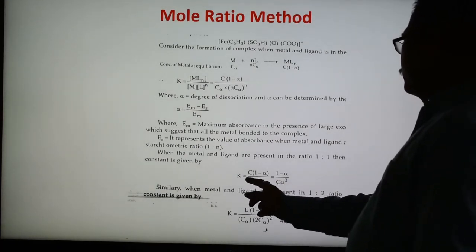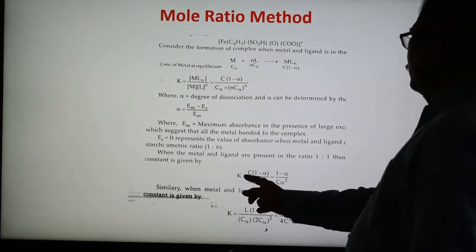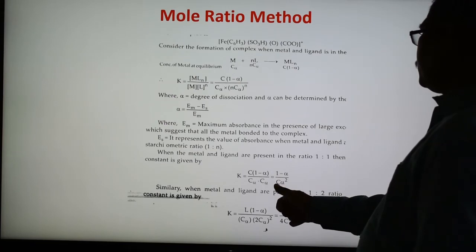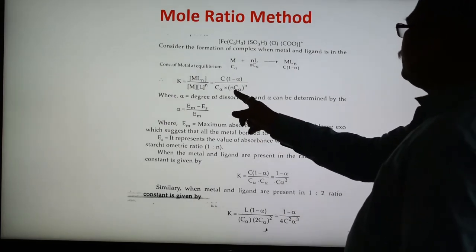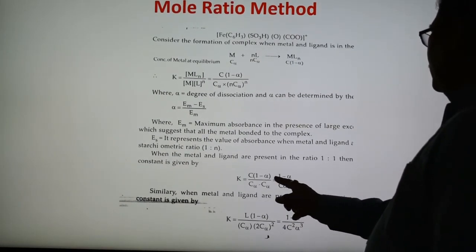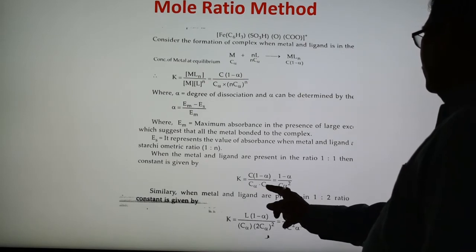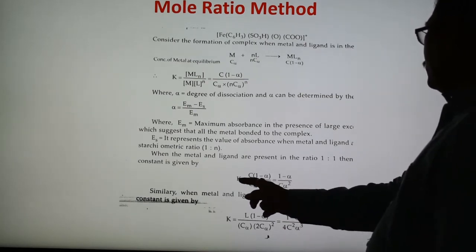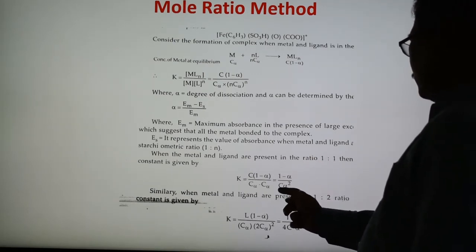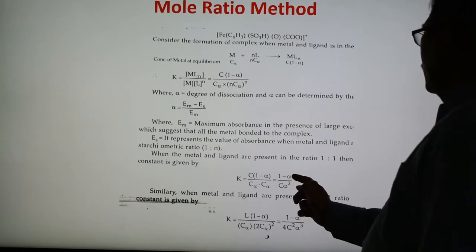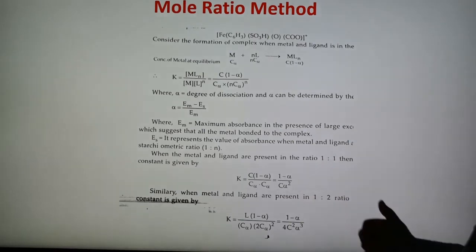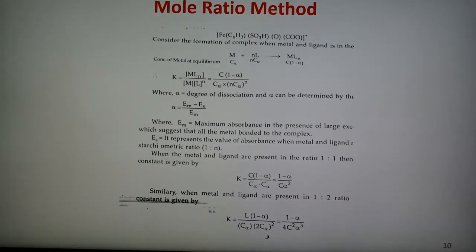Now suppose you take the 1:1 complex, metal and ligand present in 1:n composition, then the equation for K can be written as K equals C(1 minus alpha) upon C alpha into C alpha. After putting this value in the equation, because here n is 1, since it is 1:1, the ligand is 1. In this case, C can be cancelled, and we get C alpha square in the denominator. So K is the stability constant for 1:1 composition, where alpha is obtained from this equation and C is the concentration. By using this, the stability constant for a 1:1 composition complex can be determined.